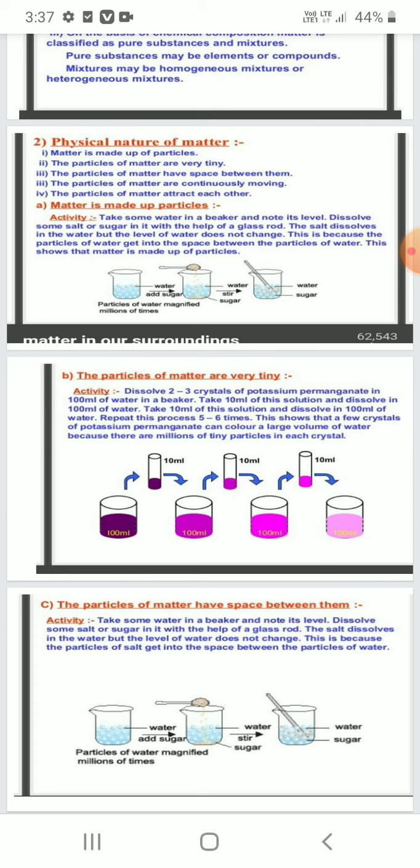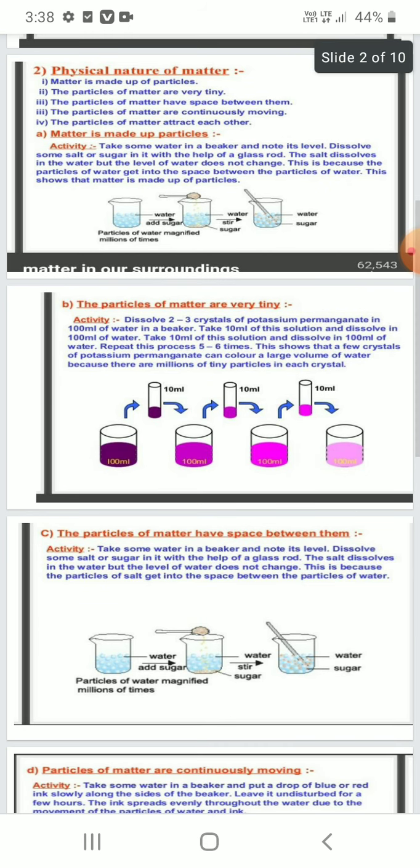So this is the physical nature of matter. Fourth one: the particles of matter attract each other. You know there is a force of attraction between the particles of matter. That is why the particles of matter attract each other. So, matter is made up of particles, the first physical nature of matter.